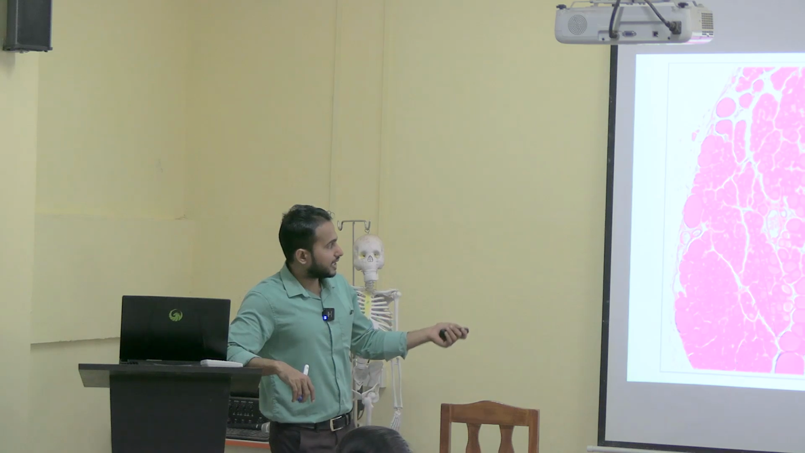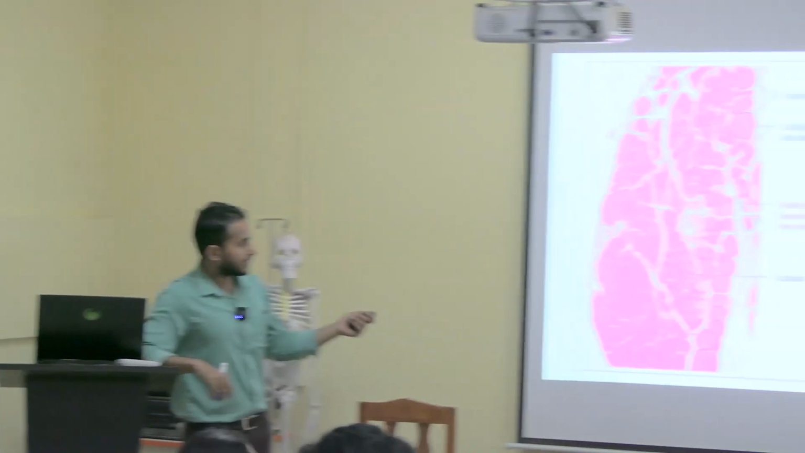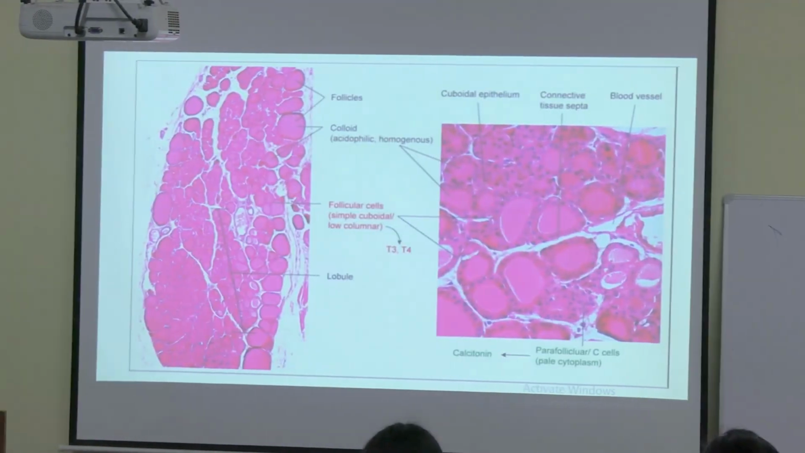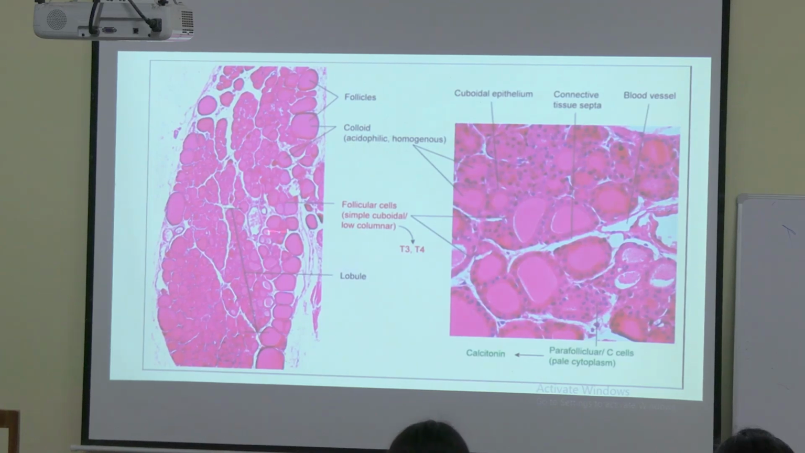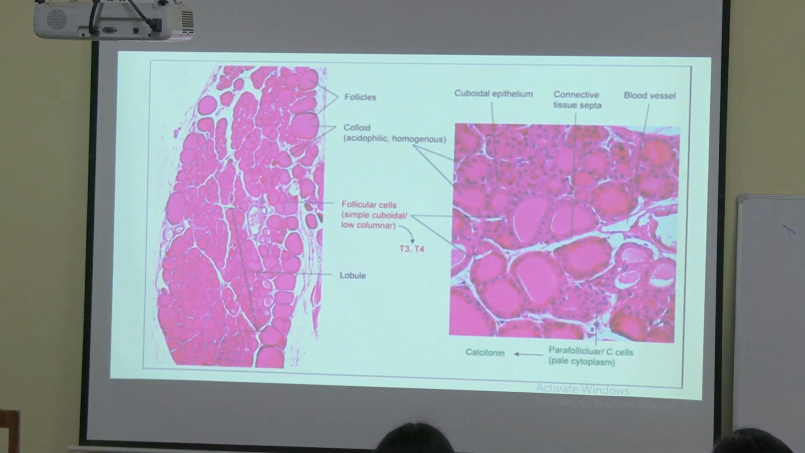So this is a low magnification image of the thyroid gland. This is a high magnification image of the thyroid gland. So what can you see in low magnification? Can you see the lobule? How will you identify the lobule? In between the connective tissue septa, you have to identify the lobule. Can you identify the lobule?